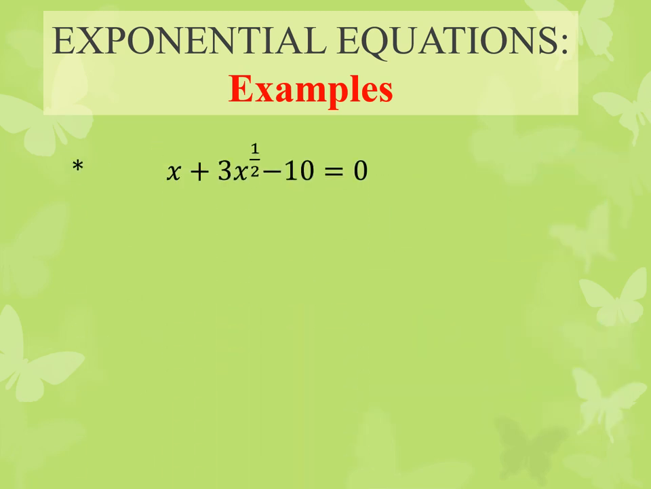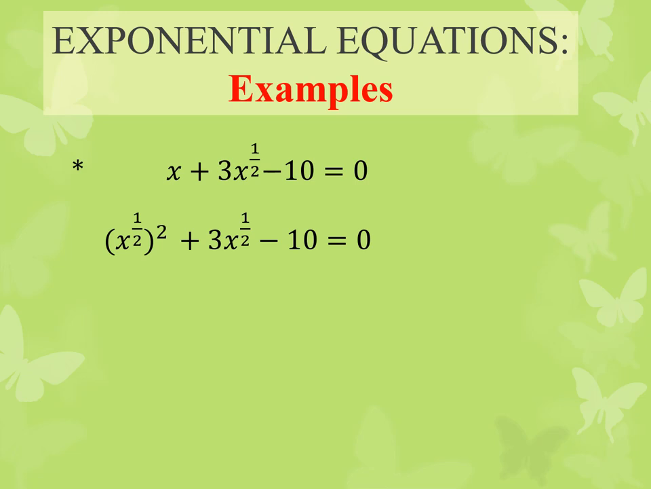There can be many other types of equations that we can give you. If we give you this equation, you'll realize that it is x plus 3x exponent 1 over 2 minus 10 equals 0.